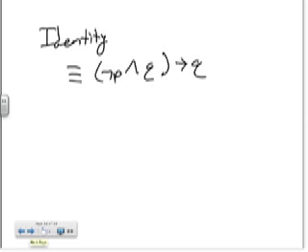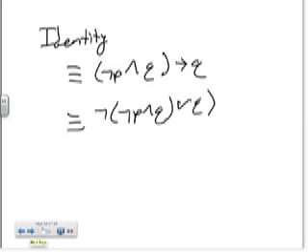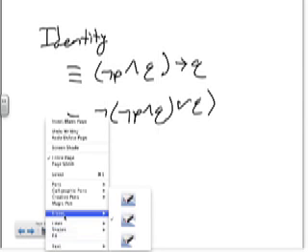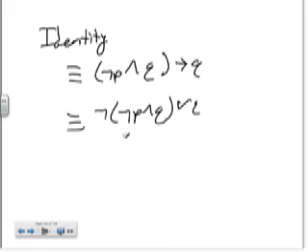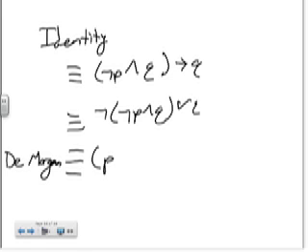Then by an equivalence law for conditional statements, we can say that this statement is equivalent to not P and Q, or Q. Then, using De Morgan's law, we can say that this statement is equivalent to P or not Q, or Q.